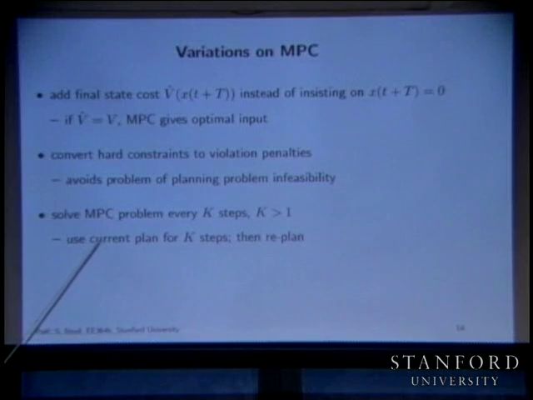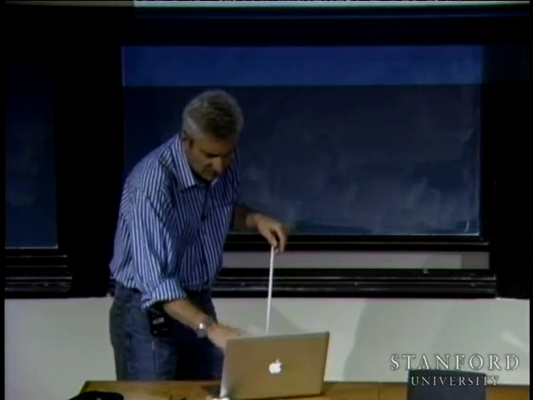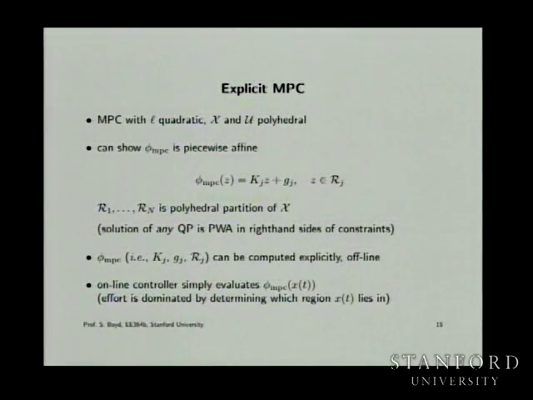Another variation is this. You can solve the MPC problem every capital K steps. So basically what happens is at T, you plan out capital T steps, and you plan out a whole trajectory, and you execute the first 5. You just do those. Then after 5 steps, you see what state you're in. There's no disturbances here, so the truth is you know what state you're in. Your horizon also shoots back 5 steps, and you replan. So that's another variation on these. There are lots of variations. Okay. Now let me talk about explicit MPC.